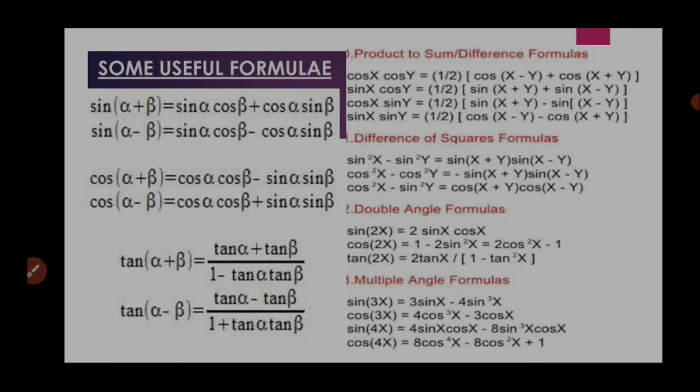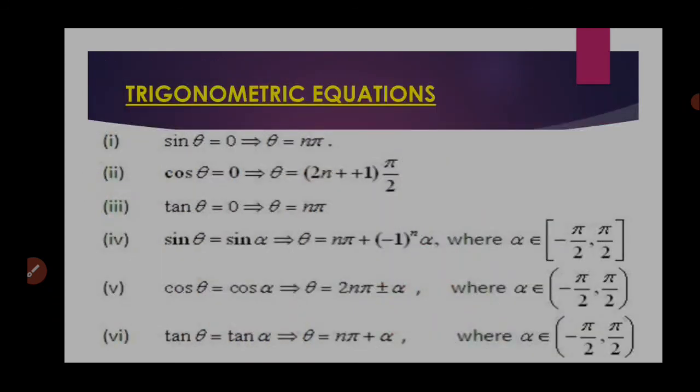Now some useful formulae. You can refer to all these formulae for solving trigonometric sums. Now trigonometric equations. If sin theta is equal to 0, then theta is equal to n pi. n stands for an integer and pi, you already know, is 180 degree. Second, if cos theta is equal to 0, then theta is equal to (2n plus 1) multiplied with pi by 2. If tan theta is equal to 0, then as with sin theta, theta is equal to n pi.